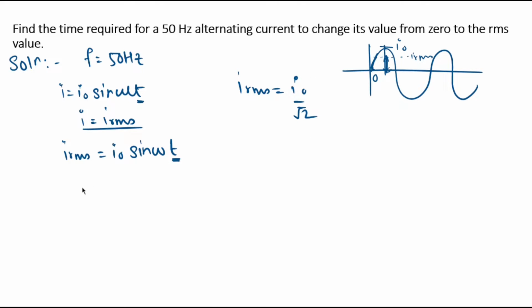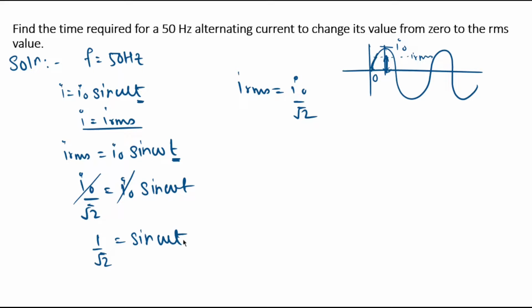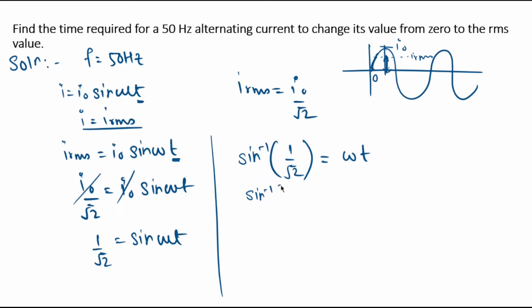So writing this here, I naught upon root 2 is equal to I naught into sine omega t. I naught gets cancelled, and we can say that 1 by root 2 is equal to sine omega t. Now taking the inverse, sine inverse of 1 by root 2 is equal to omega t. We know that sine 45 is 1 by root 2. So sine inverse of sine 45 degree is equal to omega t. Sine and sine inverse get cancelled, so 45 degree is equal to omega t.